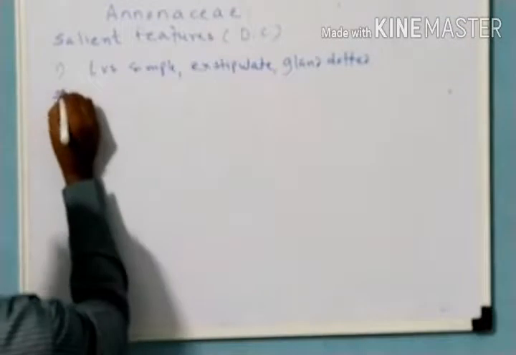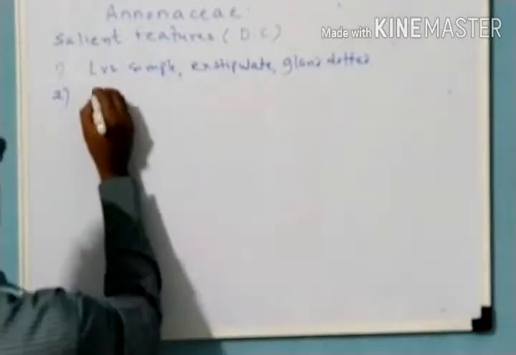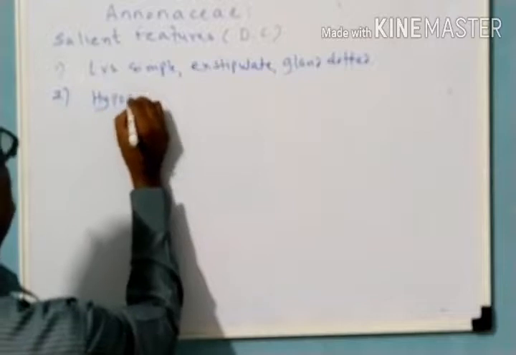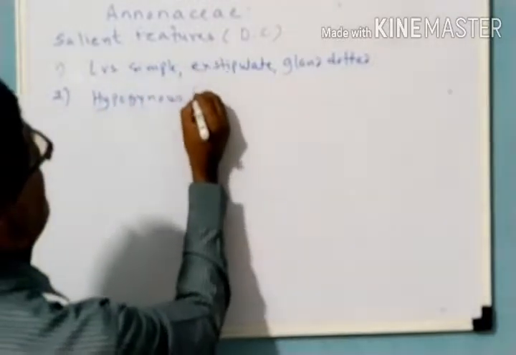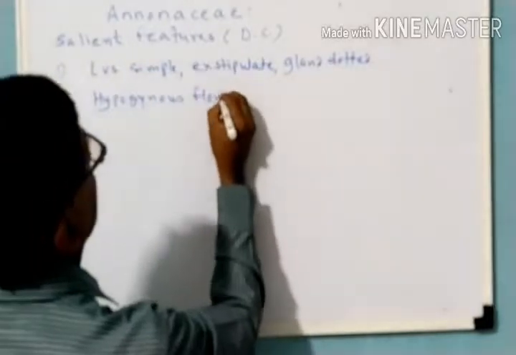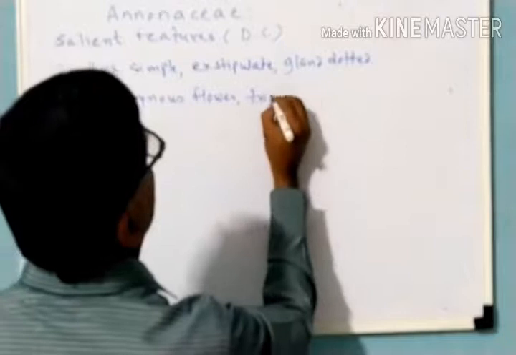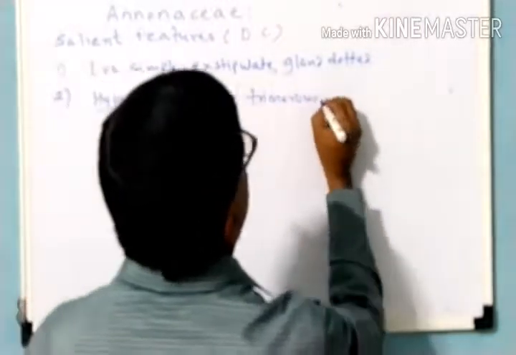Now the second distinguishing character of this particular family is flower is hypogynous, trimerous, and spirocyclic.